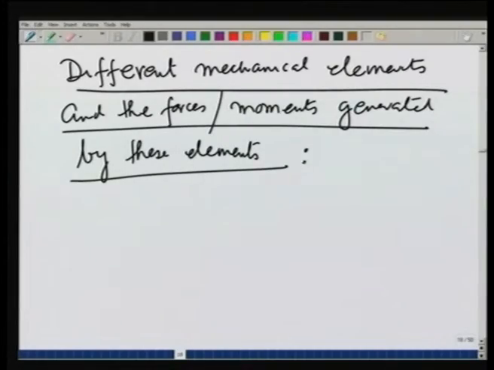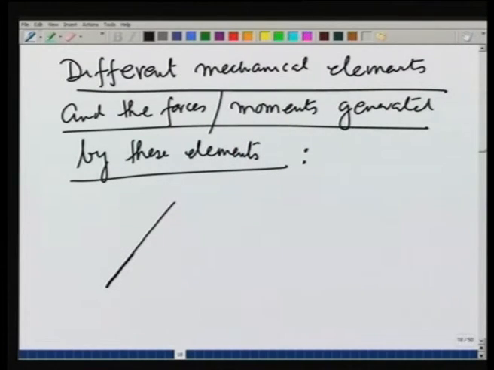Our strategy would be, I will take each element, discuss it, and then solve a related example. The simplest of the elements is a string, which can apply a tension. Suppose I am pulling a ball or something tied at the end of a string by a force F and it is not moving, then the string applies a tension in the opposite direction.